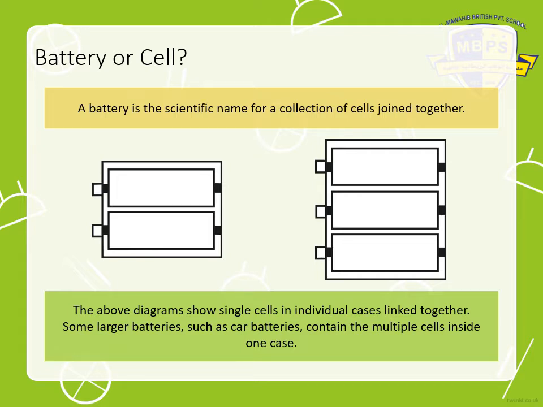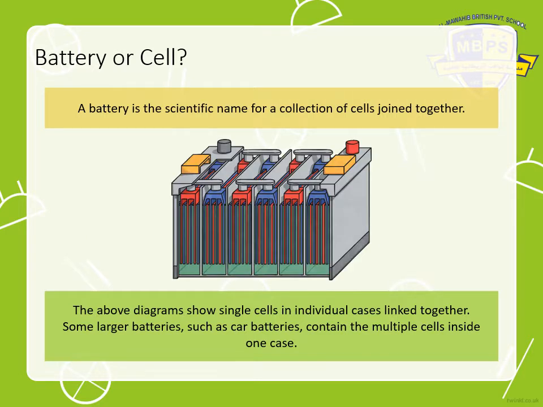A battery is when we have two or more cells joined together. You can see from here there are two cells joined together. This is called a battery. But in your book it is written for both the cases batteries, one battery or two batteries. So the above diagram shows how single cells in individual cases link together.